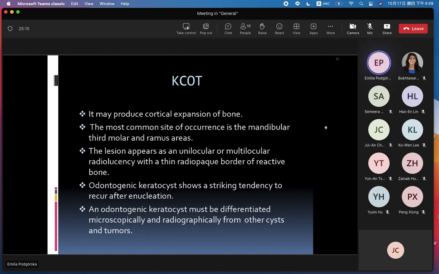It may produce cortical expansion of bone. The most common site of occurrence is the mandibular third molar and ramus areas. The lesion appears as a unilocular or multilocular radiolucency with a thin radiopaque border of reactive bone. The odontogenic keratocysts show a striking tendency to recur after enucleation. An odontogenic keratocyst must be differentiated microscopically and radiographically from other cysts and tumors.